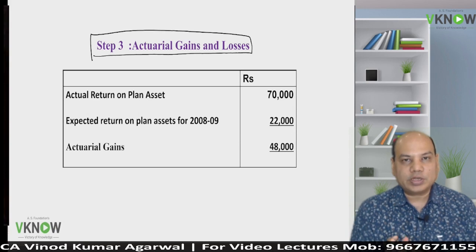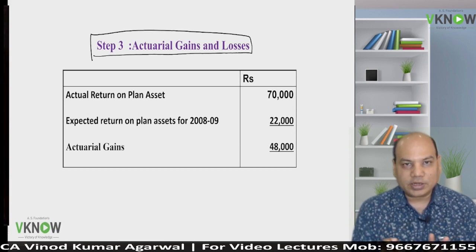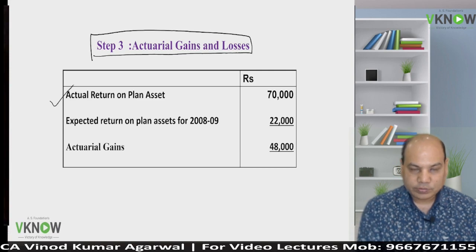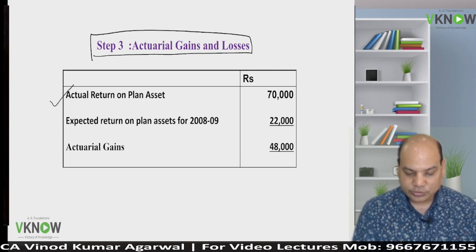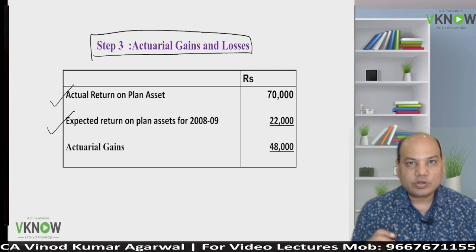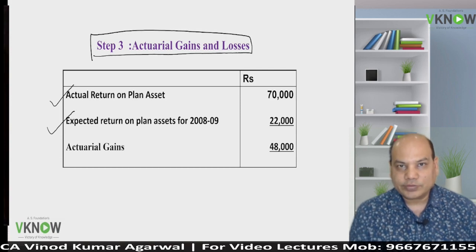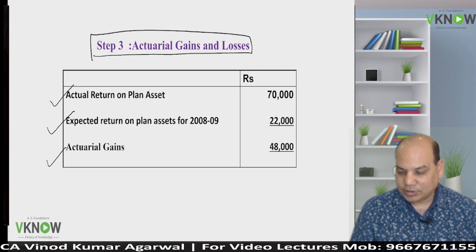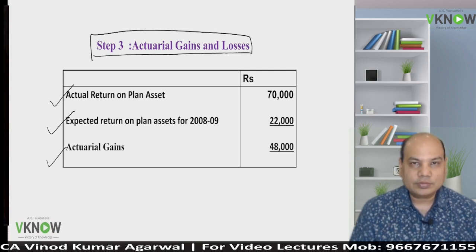Actuarial gain and loss means the difference between what was expected and what you actually earned. So you have understood. Actual return is 70,000, but the expected return was only 22,000. Therefore, the actuarial gain is 48,000. Write down please.